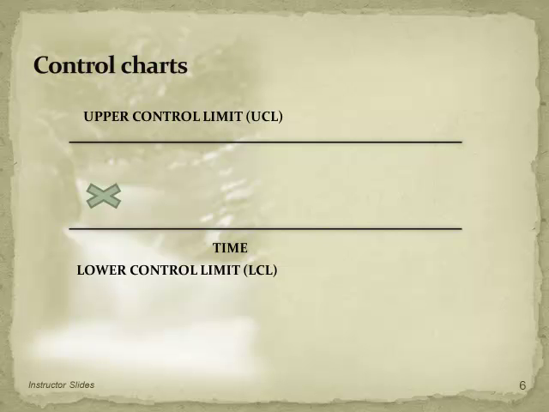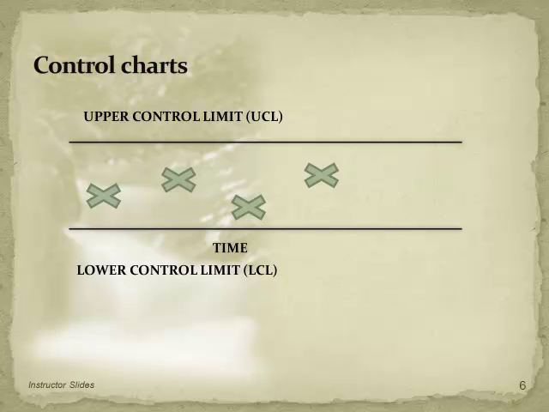So each of these X's represents an observation that is taken in time. So this is the first observation that we took. Perhaps the next day we took another observation, and this was the measured value that we had for that. The next day, we took another observation. Here is the measured value we had for it. The next day, we took another observation.